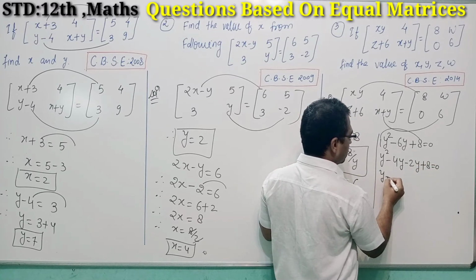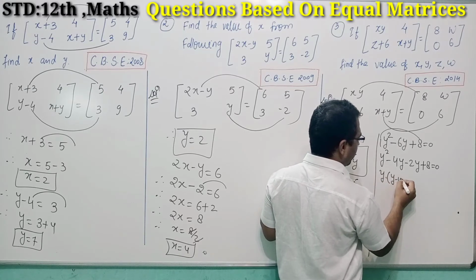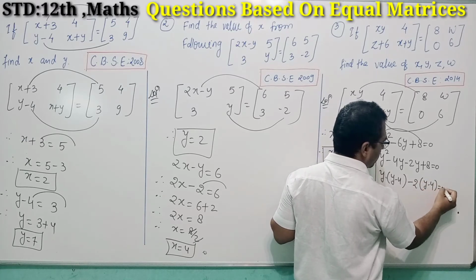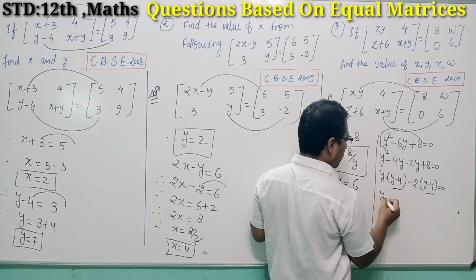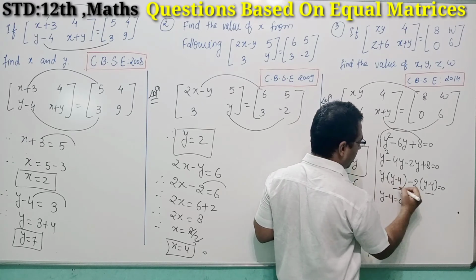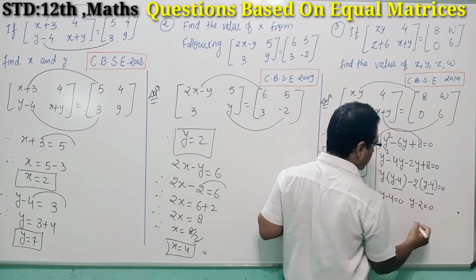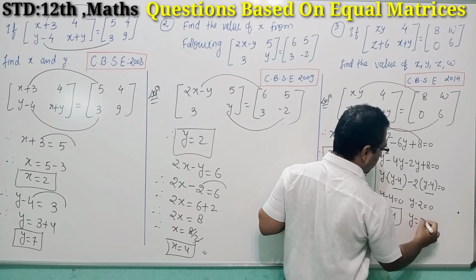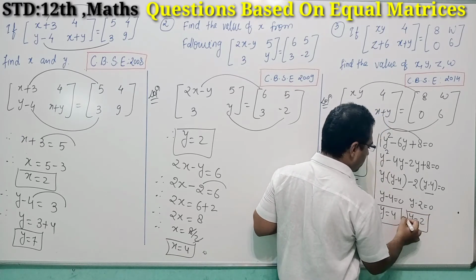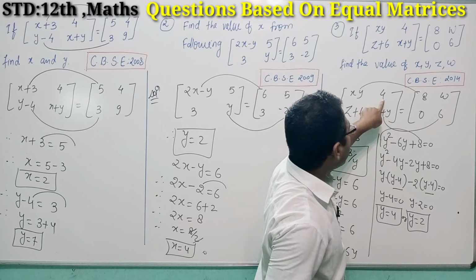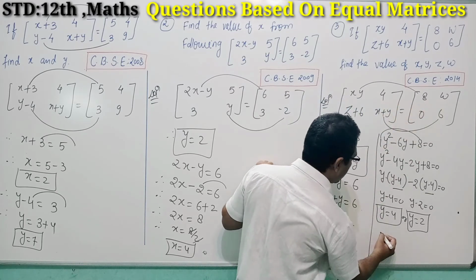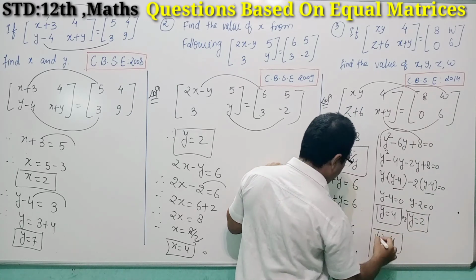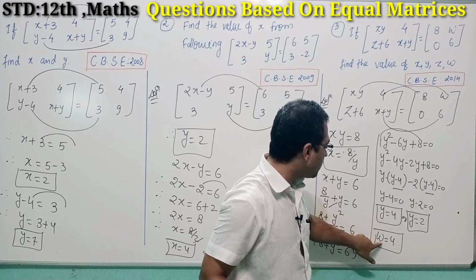So y is common over here, so y minus 4 minus 2 is common. So y minus 4 into y minus 2 is equal to 0, right students? From here you get y minus 4 is equal to 0 and y minus 2 is equal to 0. So y is equal to 4 and y is equal to 2, right students? Similarly, you can compare 4 with w, so w is equal to 4. Here we have got the value of y and the value of w.